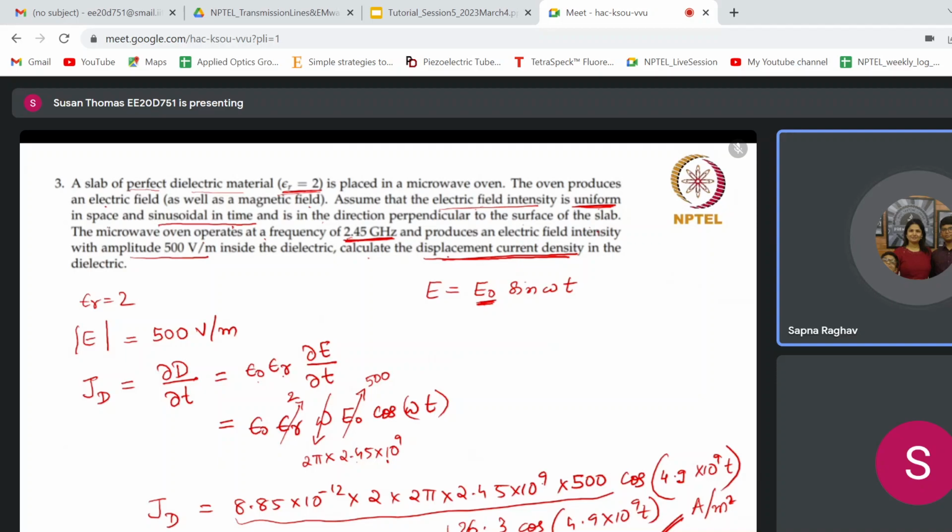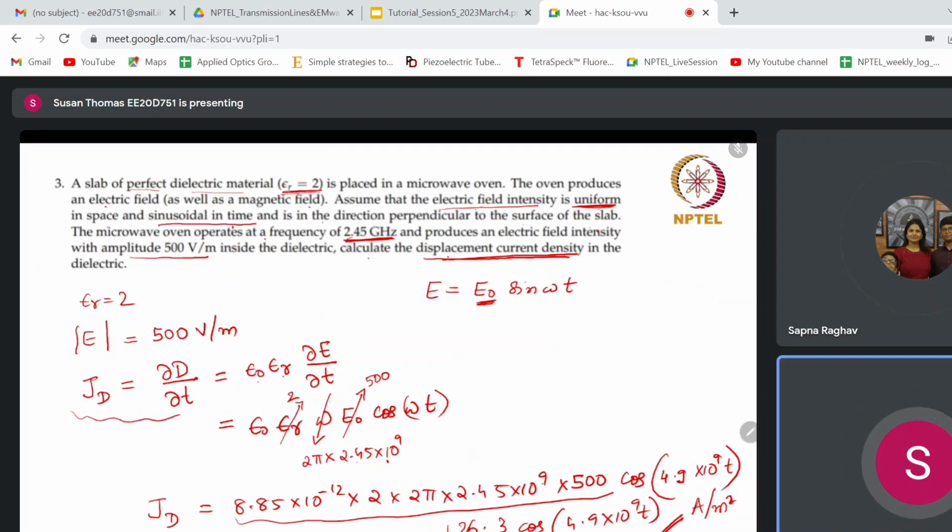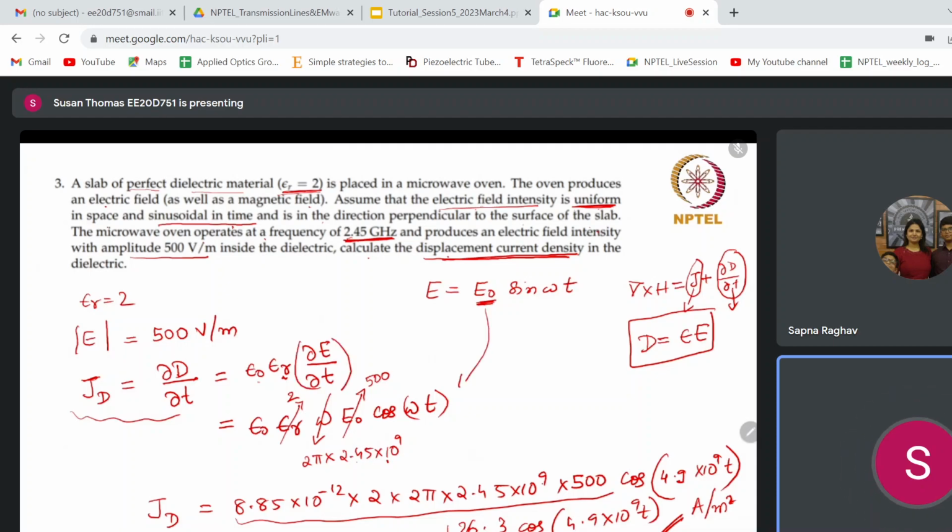Ma'am, I just missed the initial part where we put JD and dou D by dou T and this epsilon naught. Please explain that once. I hope you remember the Maxwell equation I told you: J plus dou D by dou T. So this is your conduction current and this is your displacement current. Dou D by dou T is your displacement current density. This D is epsilon into E, the fundamental relationship. Since it is a medium, instead of epsilon I write epsilon 0 epsilon r, into dou E by dou T. Here you take the derivative of E with respect to time.